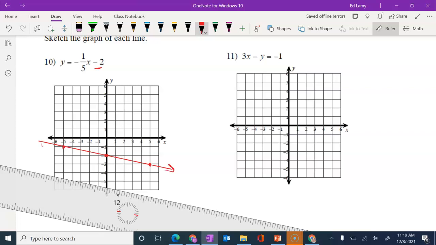And that's number 10. For 11, we'll first manipulate it to slope-intercept form. So this would be -y is equal to -3x minus 1, and then divide by -1 and get y is equal to positive 3x plus 1. We can go to 1 on the y-intercept and use a slope of 3. That's 1, 2, 3 over 1, or down -1, 2, 3 over -1. Hit it with a ruler.